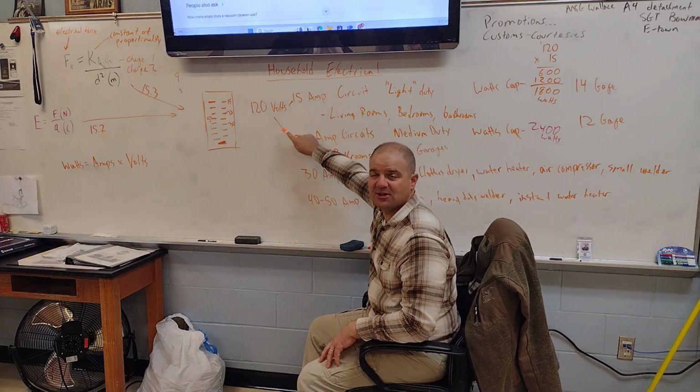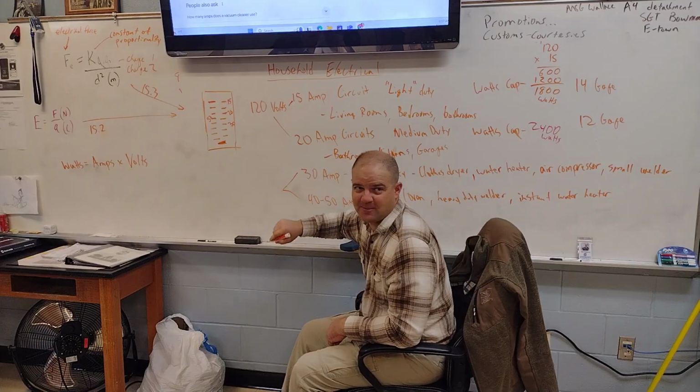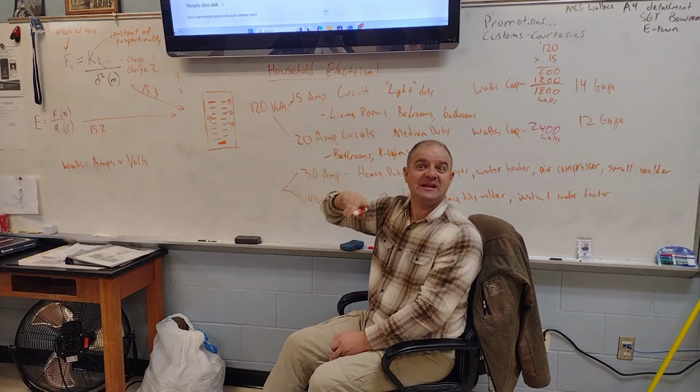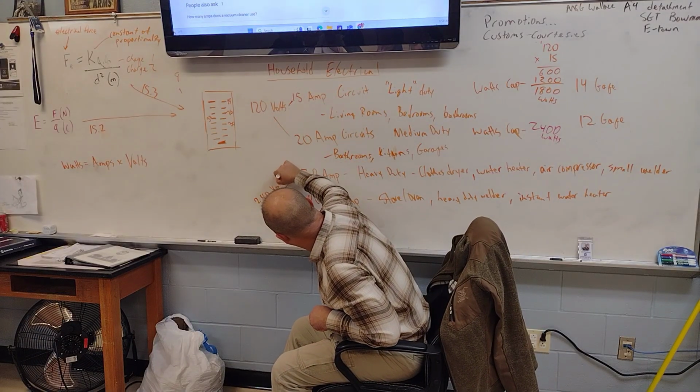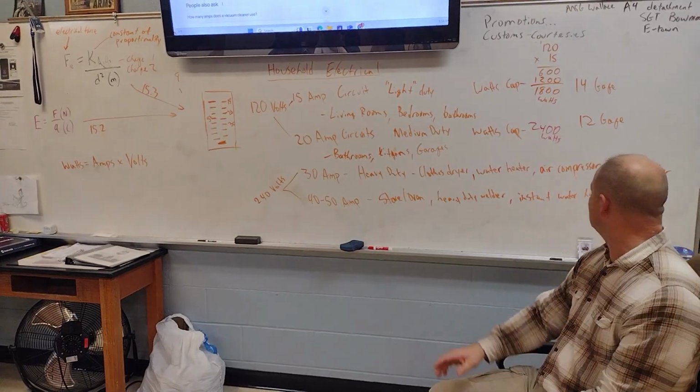50 and 20 amp lines, 120 volts. Here's the thing. 30 and 40, 50 amp lines don't run at 120 volts. They run like the Europeans do, 240 volts. So, same formula, amps times volts gets you watts.